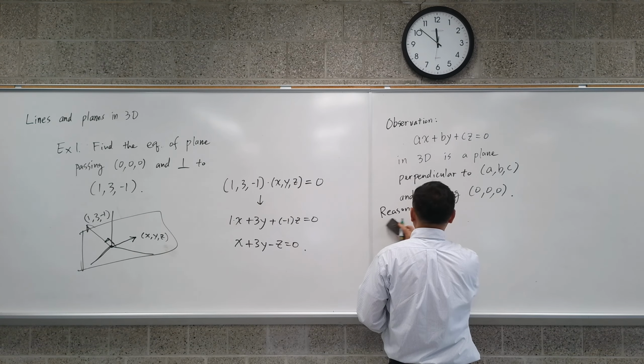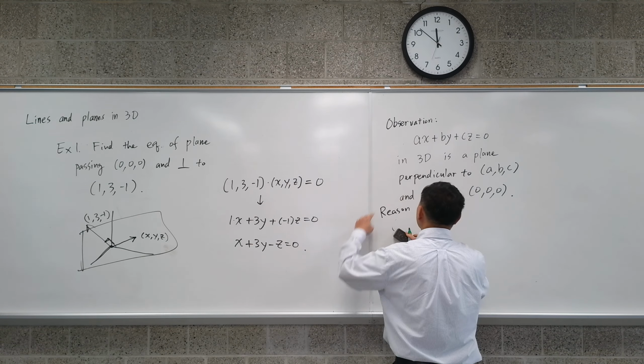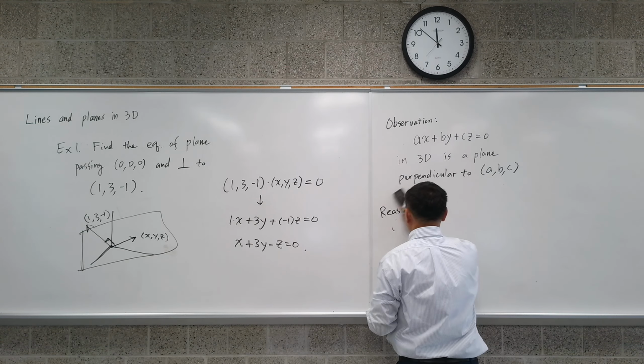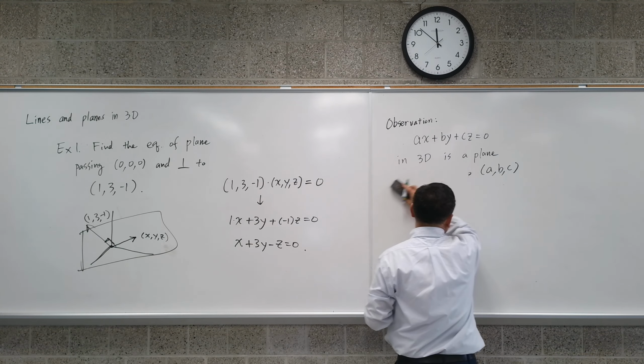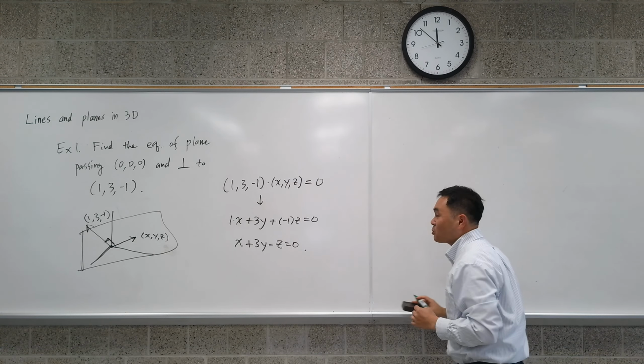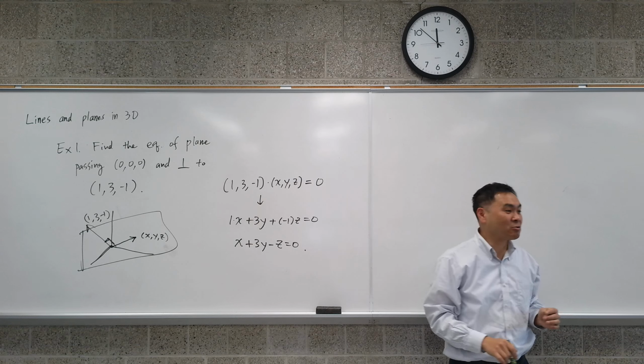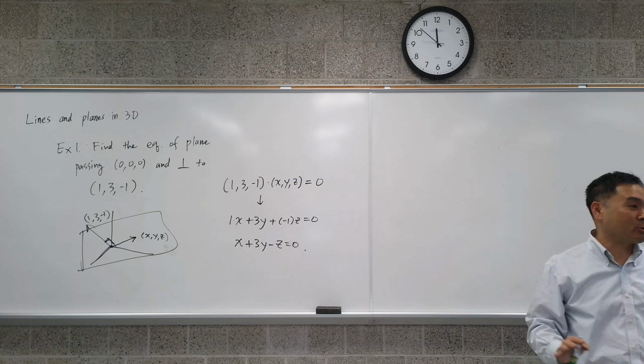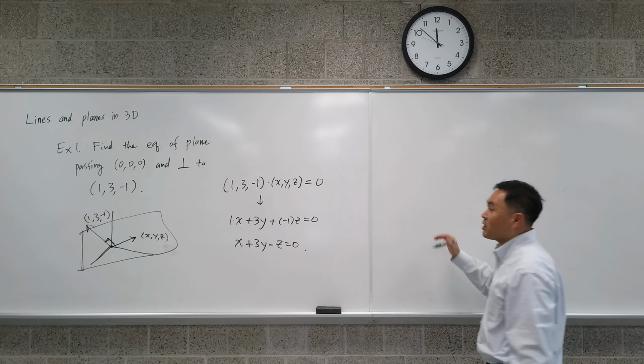Okay, so hopefully that example explains this observation more clearly. But then the immediate question that you get right after this is, what about planes that do not pass through the origin? Okay? So let's try that one.